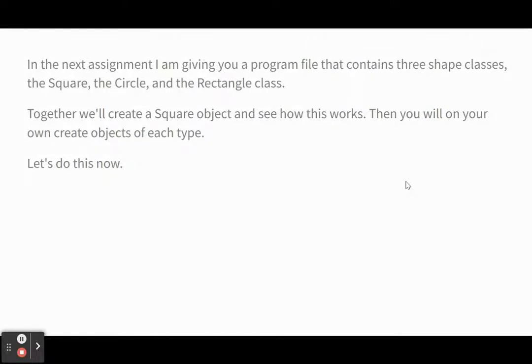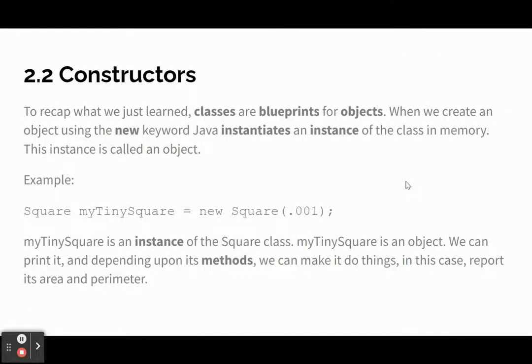You all made objects. So now we're going to talk about the constructor part of a class. So even if you didn't finish that activity, just set that aside and look back up here. Recapping what we learned, classes are blueprints for objects. We use the new keyword when we instantiate an instance of a class. The instance is called an object. Here's an example, Square myTinySquare = new Square. It's a very tiny square.